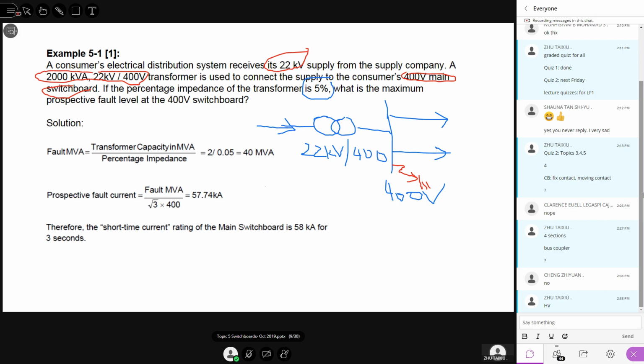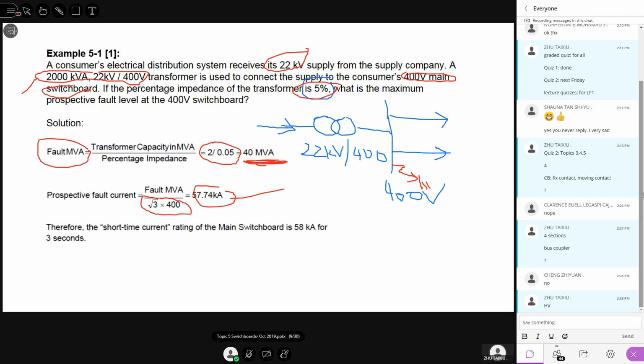From the calculation viewpoint, it's pretty easy because fault MVA is equal to SB divided by ZPU. Now SB is the transformer capacity, ZPU is 5%. You just do this. Now you got it, 40 MVA. Then find the current at the switchboard side. That means divided by root 3 times 400 volts. Now here you go. That's the fault current.